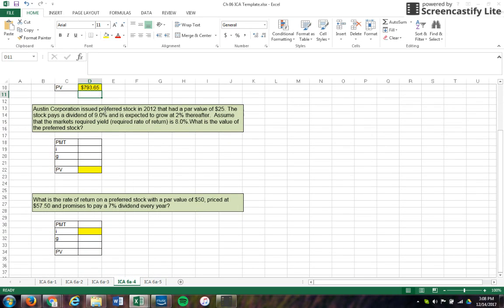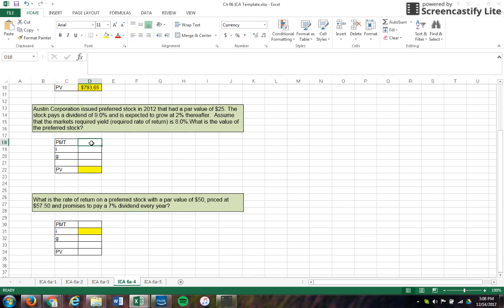Austin Corporation issued preferred stock in 2012 that had a par value of $25. The stock pays a dividend of 9% and is expected to grow at 2% thereafter. Assume that the market's yield or the rate of return is 8%. We'll talk about this more in chapters 8 and 10 when we talk about stock. What is the value of this preferred stock, or what is the value of this perpetuity?